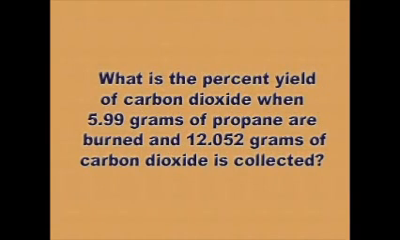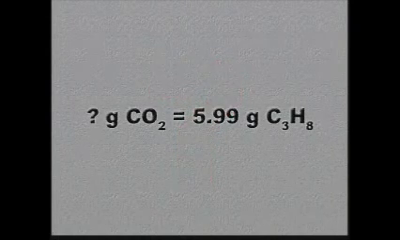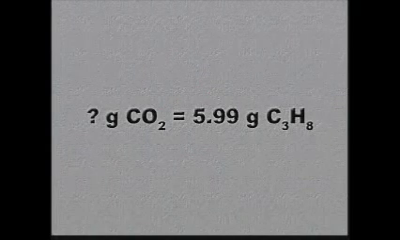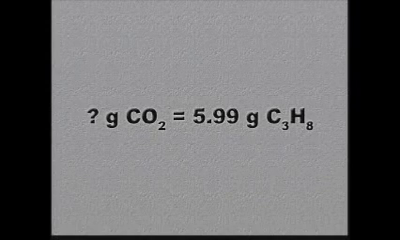Now you must work a stoichiometry problem to find the theoretical yield. Start by putting the problem into the question mark format. Your first step is to use the molar mass to change the grams of propane into moles of propane. Be sure to show the canceling of the grams.